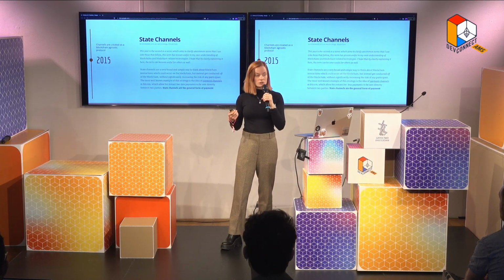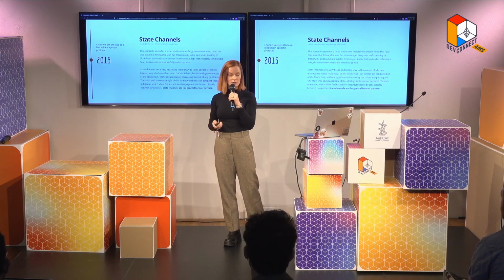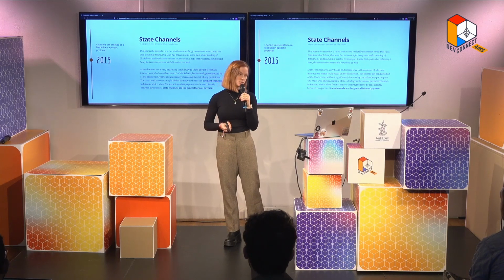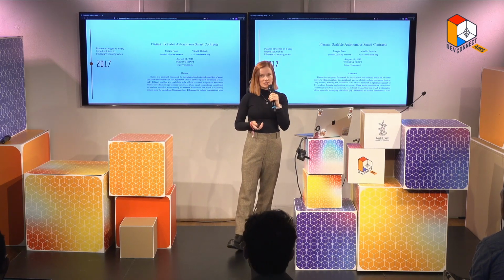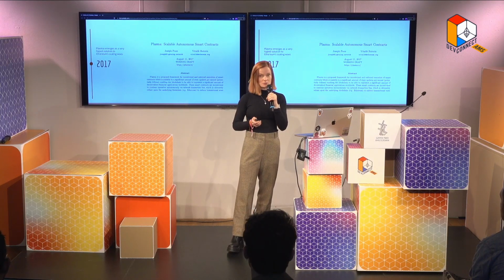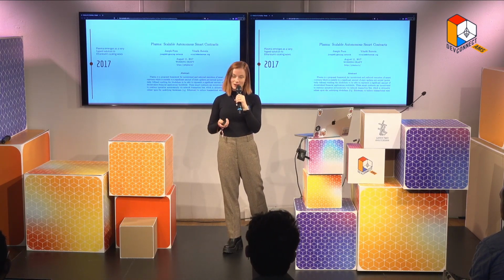Then this thing called channels emerged as a blockchain agnostic scaling solution. The two most prominent types of channels are state channels and payment channels. Then in 2017, Plasma emerges as a very, very hyped up solution to Ethereum scaling woes. The world was just really hungry for more efficient and cheaper Ethereum, and everyone really rallied behind Plasma.